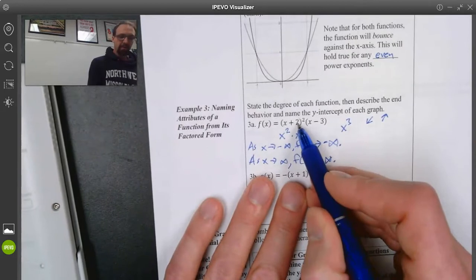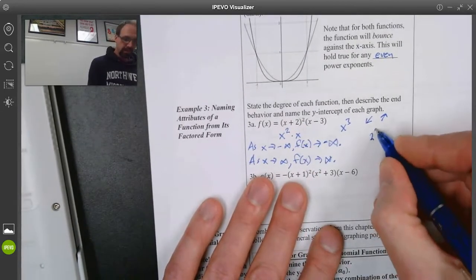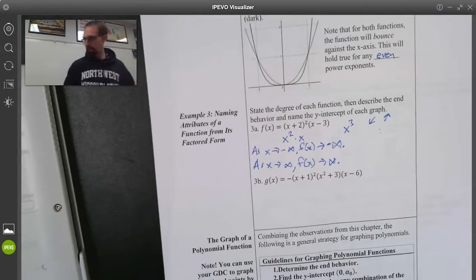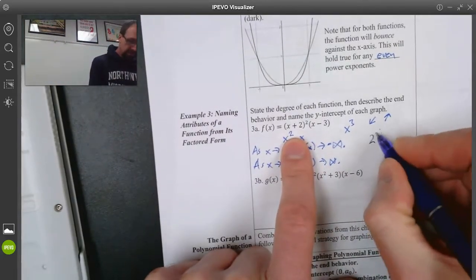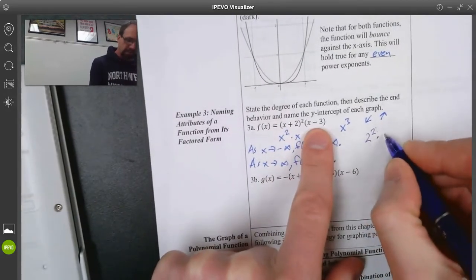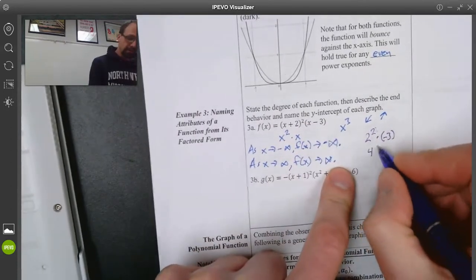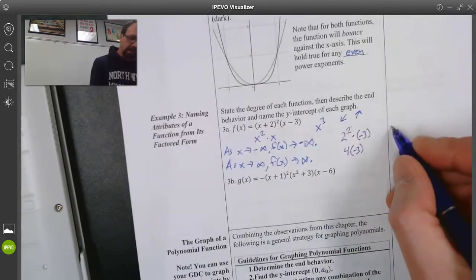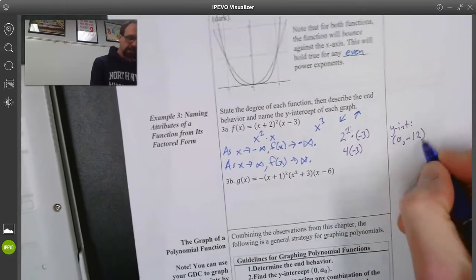This one we have to do, again, a little bit more work to find the y-intercept. If I think about this part with a quadratic, to get my last term, I need to take 2 squared, and then times negative 3, because the value here is negative 3. 2 squared is 4. 4 times negative 3 would give me negative 12. So my y-intercept for this one is going to be (0, negative 12).